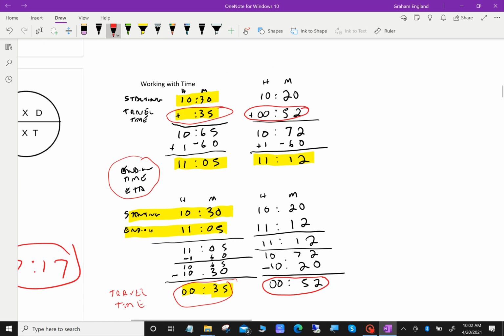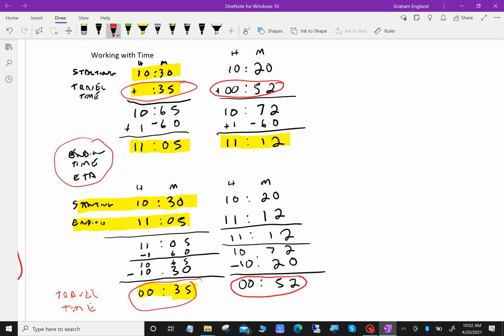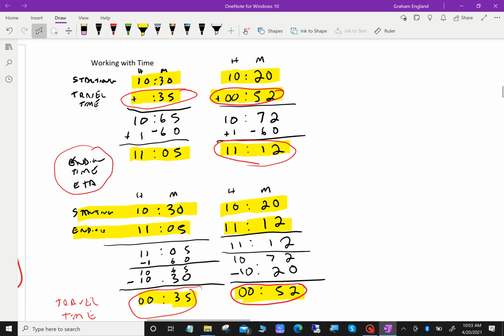So again, they might give you a starting time and a time traveled, and you have to figure out the time that you arrive, the ending time. People call this the estimated time of arrival. Or they might give you a starting time and an ending time, and they want you to calculate your travel time. Let's do another one.